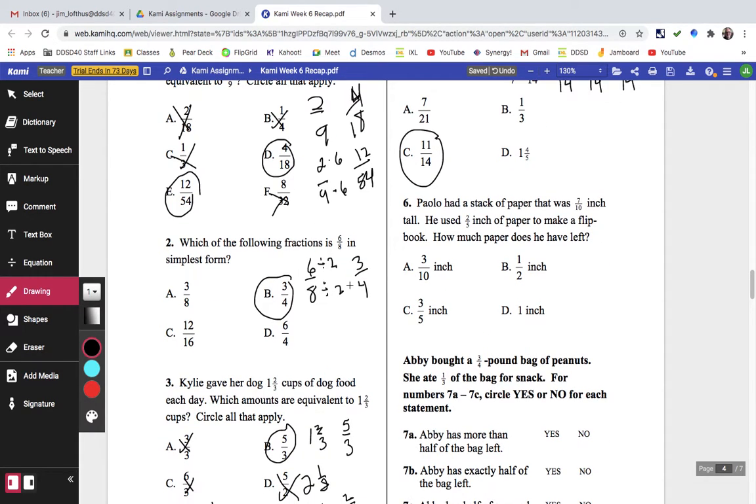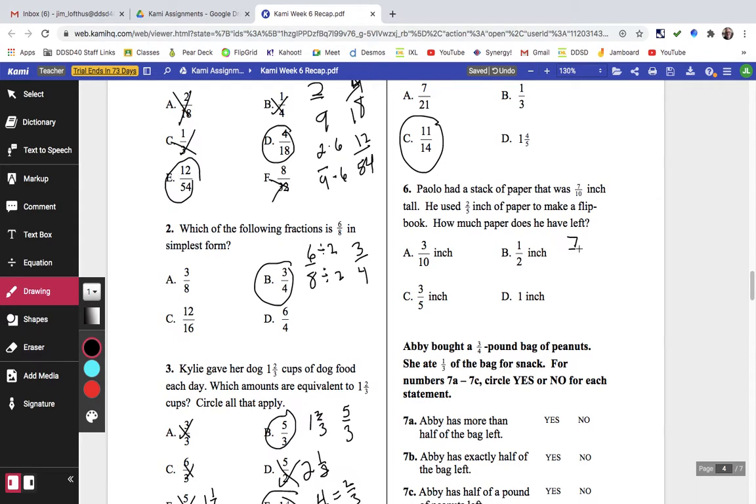Paulo had a stack of paper that was 7/10 of an inch thick. He used, so that would be subtraction, 2/3 of an inch of paper to make a flip book. How much paper does he have left? So we want to find the difference. So we're going to find a common denominator of 30. So I'm going to multiply that by 3 to get 30. So that's 21/30. Multiply this by 10. So that's 20/30. 21 minus 20 is 1. So we'll look for 1/30 of an inch.